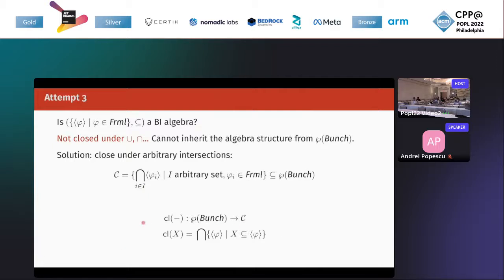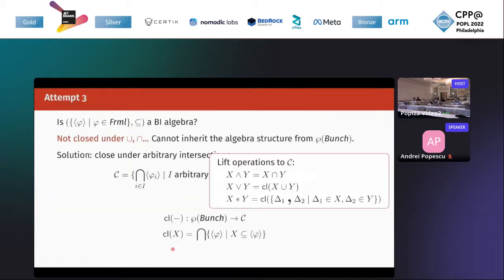So we have this closure function. It takes an arbitrary set X of bunches and returns the smallest set in C which contains the set X. It turns out that this function allows us to transfer a lot of the operations from the power set algebra to the algebra C. For example, the disjunction in C corresponds to the closure of the union of two sets. And the star operation can also be written in terms of the closure operation and some monoidal product on the power set algebra.